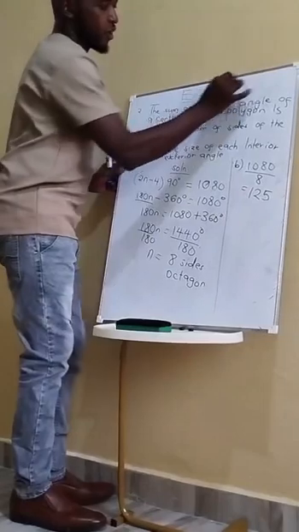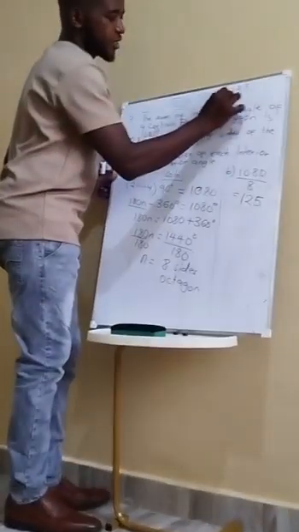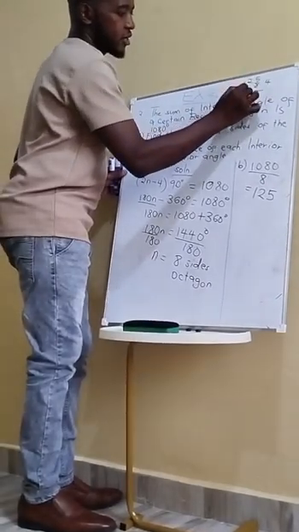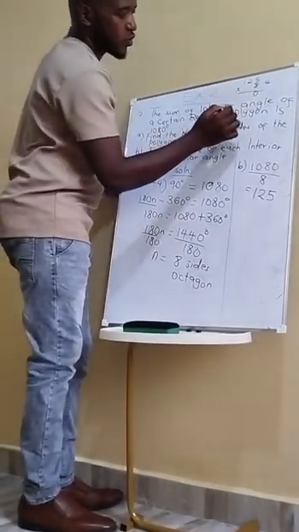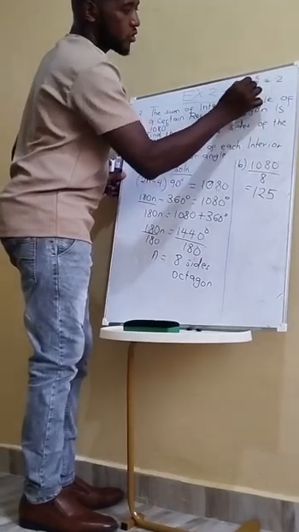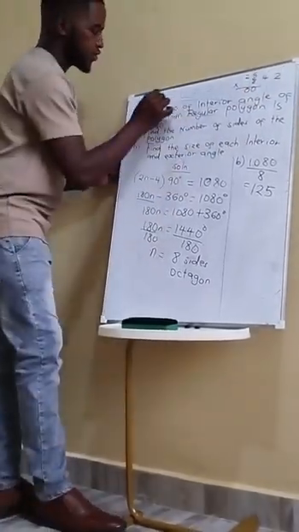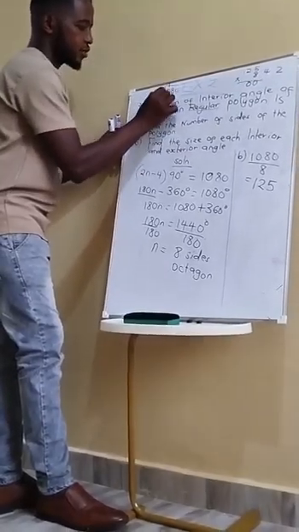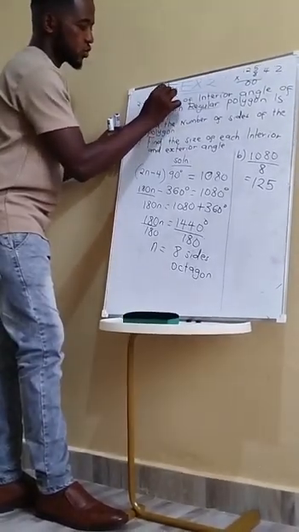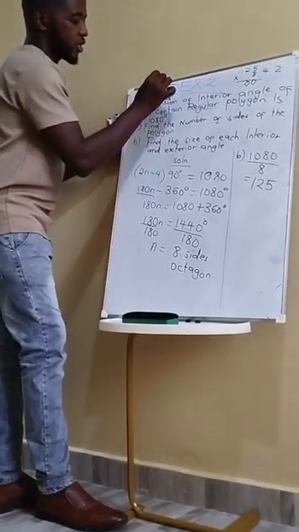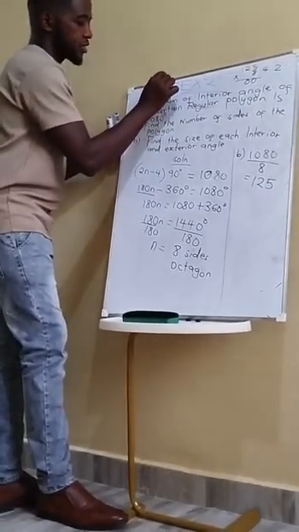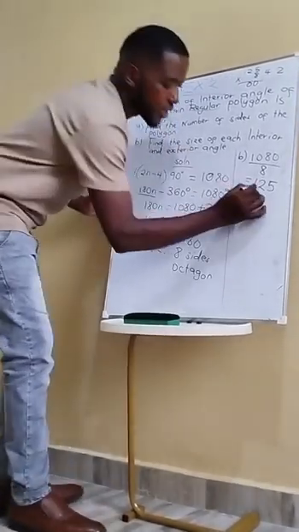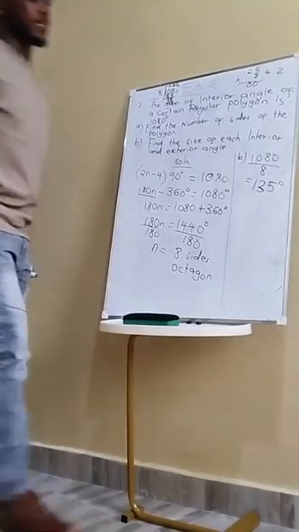Let me confirm. 125 times 8... Not really. So I have to do that long division. Divided by 8. This is 1 times because of 8. 2, drop down 8. This one is 3 times because of 24. Actually, it should be 135 degrees.